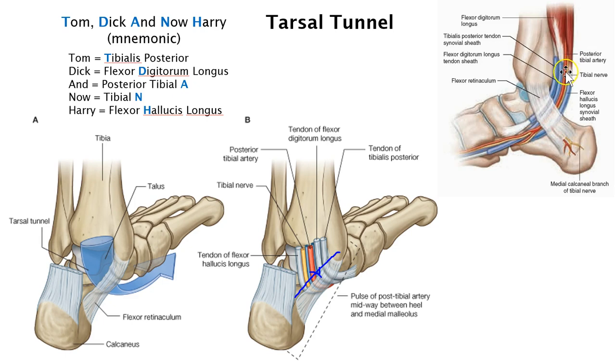On the next slide, we're going to see the course of the tibial nerve through the posterior compartment. But while we're here on this slide, I'd like to point out that the tibial nerve, after it goes through the tarsal tunnel, is going to split. Here we're going to see the medial plantar nerve and a lateral plantar nerve. Let's just keep that in mind as we go through the next couple slides.